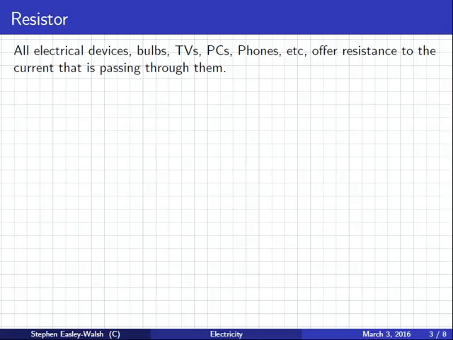Your light bulb, your... oh no, it's not working now. I can't find the SIM card.